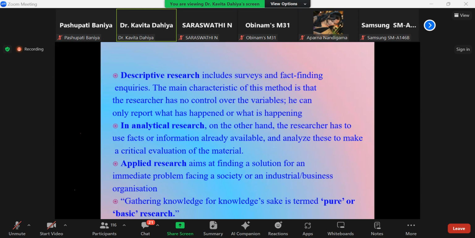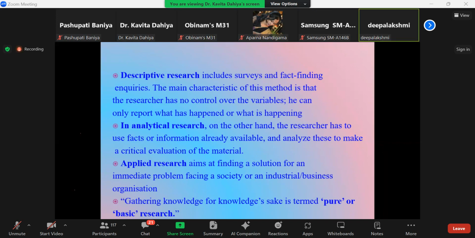And the main characteristic of this research or this method is that the researcher has no control over the variables. Whatever variables are included in the study, you do not have any control over them, because you are only describing the things. He can only report what has happened and what is happening.